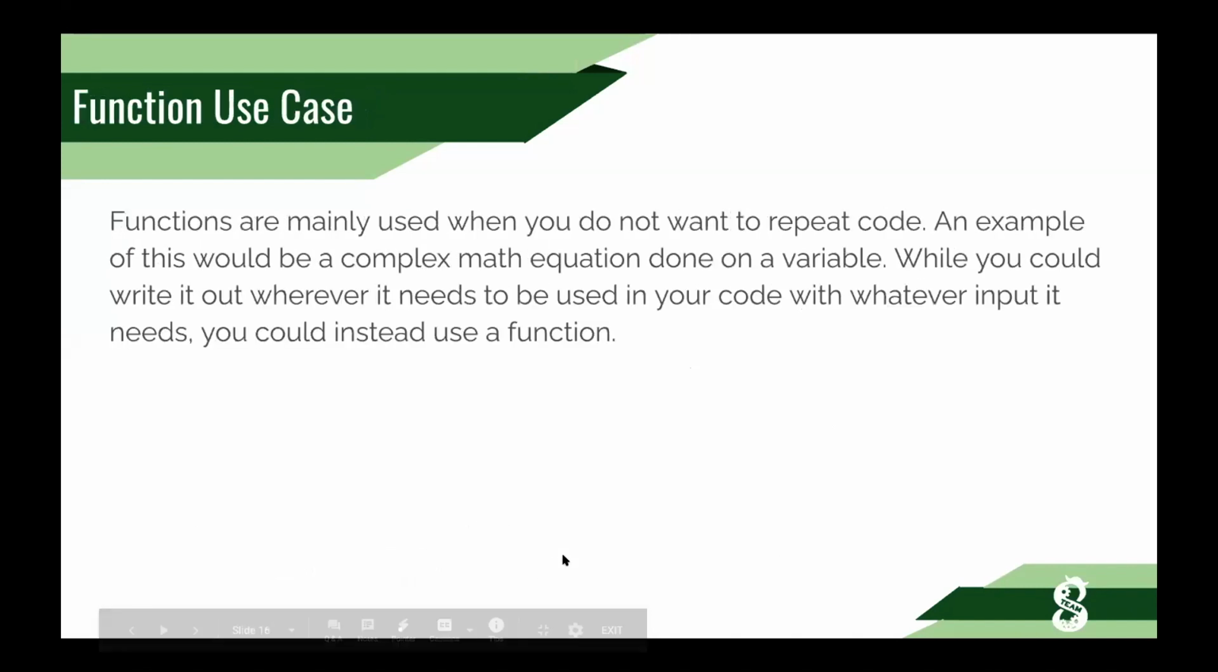So when would you use a function? Functions are mainly used when you do not want to repeat code. For example, a very complicated math equation done on a variable. Well, you could write out that complex math equation in every single place you want to use it, but it's going to get really annoying very soon if you have a big code base. And if you want to make a change to that function, it's going to be near impossible for you to do it without a function. So these are mainly used where you want to repeat a complicated thing a lot of times in your code.